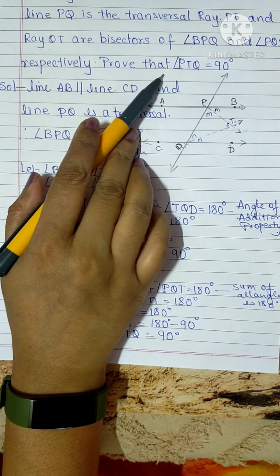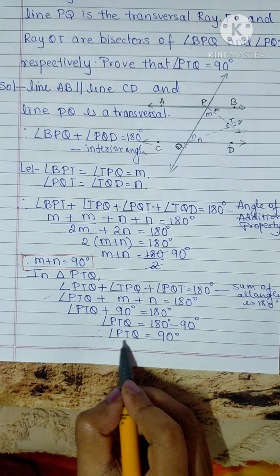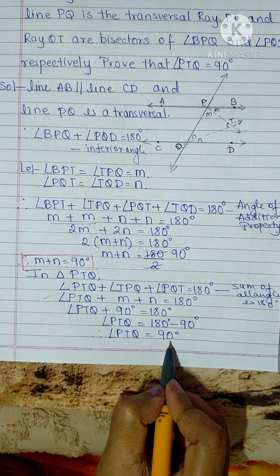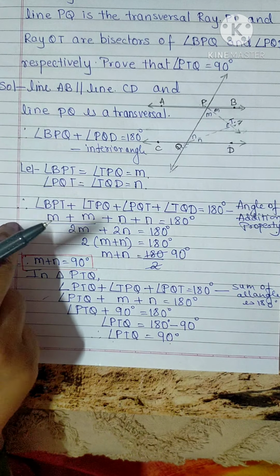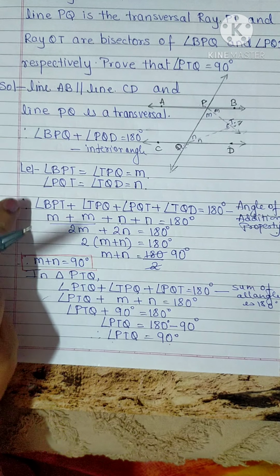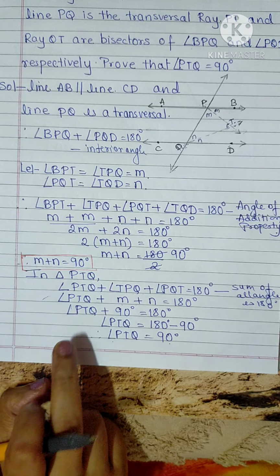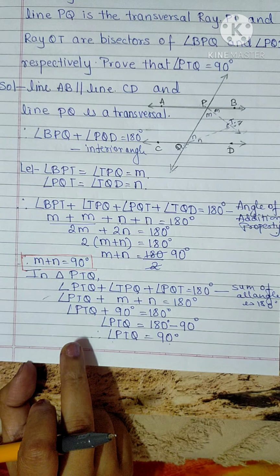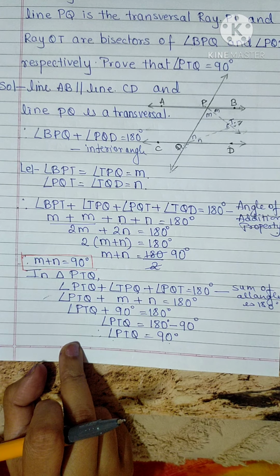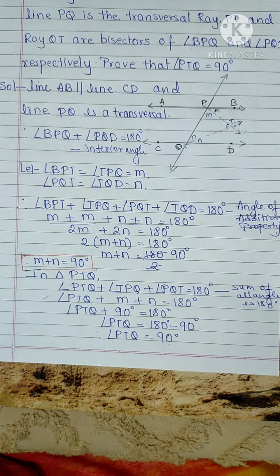We had to prove that angle PTQ equal to 90 degrees. We have proved PTQ is equal to 90 degrees by following all these steps. So please understand the steps one by one and practice it. Now we have solved question number 8 of practice set 3.1. Now we are going to solve practice set 3.1 question number 9.